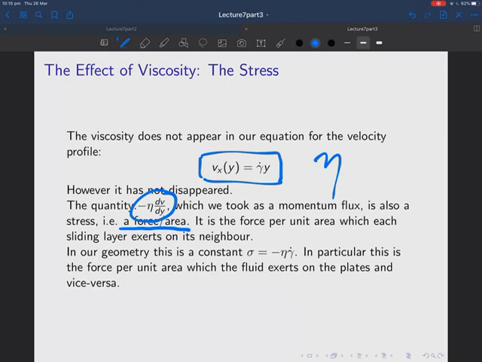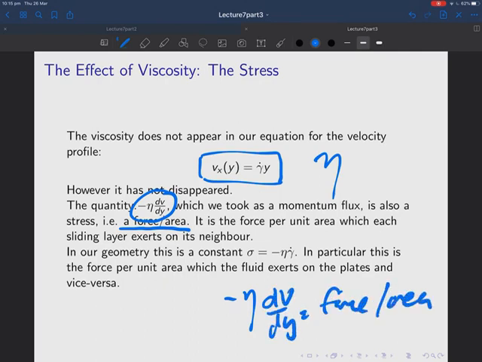So that's another way of deriving this. This thing is a force per unit area, but it's a shear force. It's parallel to the planes. So in our geometry, this is a constant, because dv/dy is just gamma dot. So the shear stress is equal to minus eta times gamma dot. Everything here is a constant: eta is a constant, and gamma dot's a constant in this particular geometry. And this is the force per unit area which the fluid exerts on the plates and vice versa.